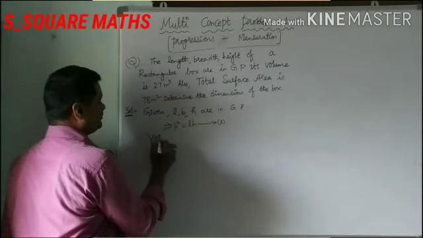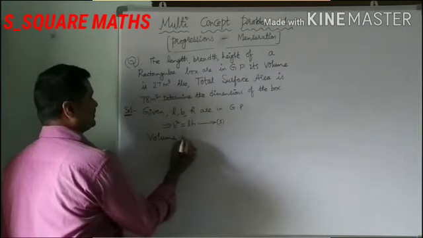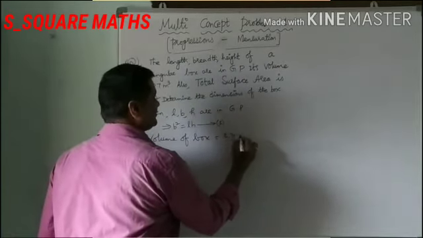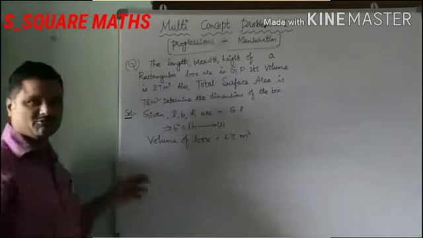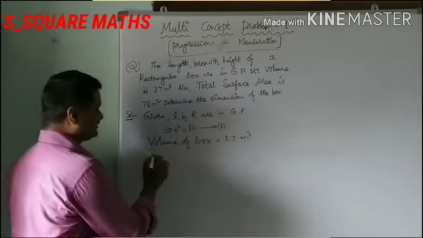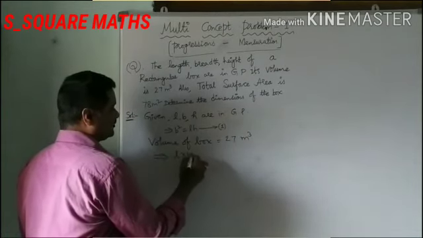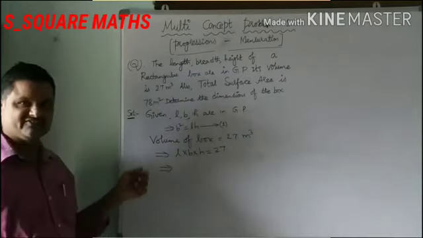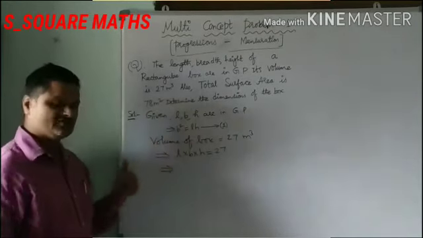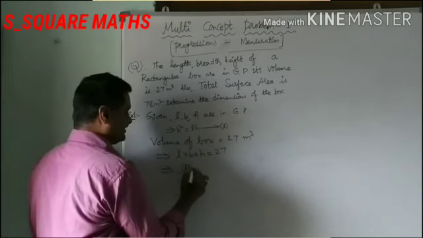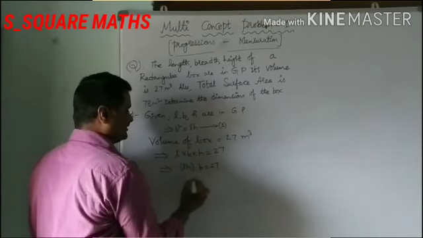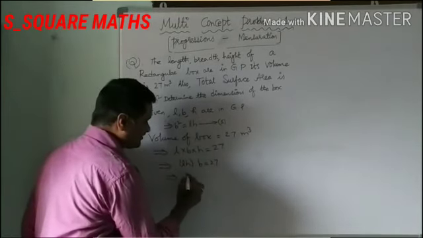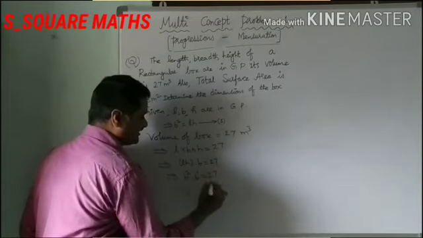Next, its volume is given as 27 meter cube. So volume of box is nothing but volume of cuboid here. So L into B into H, or LBH, is equal to 27. By equation 1 we have B square is equal to LH. So consider LH into B equals 27. In the place of L into H, replace with B square. So B square into B power 1 is equal to 27.